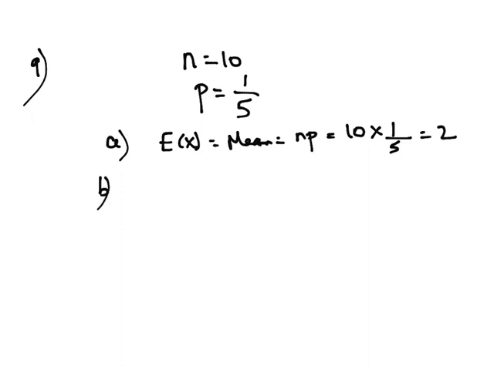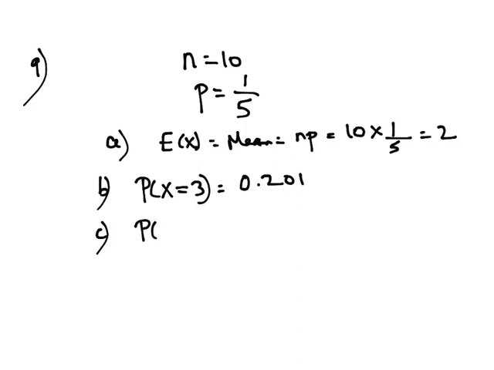Now B, find the probability that Joe answers exactly 3 questions correctly. So I want P of x equal to 3. Go to distribution, binomial, go to BPD, put x as 3, number of trials is 10, and probability of success is 0.2. You get 0.201 as the answer.